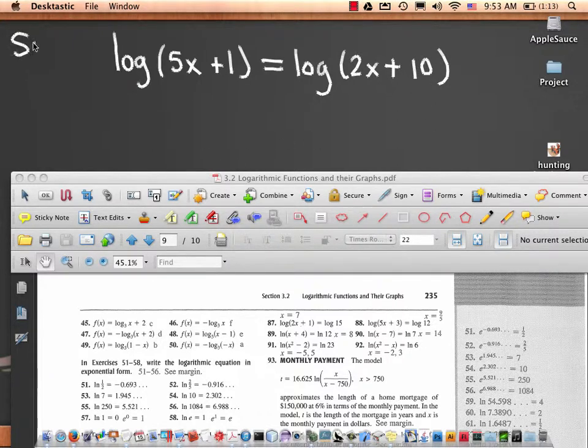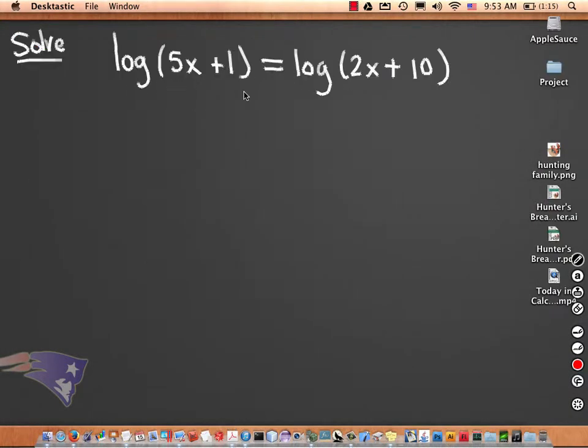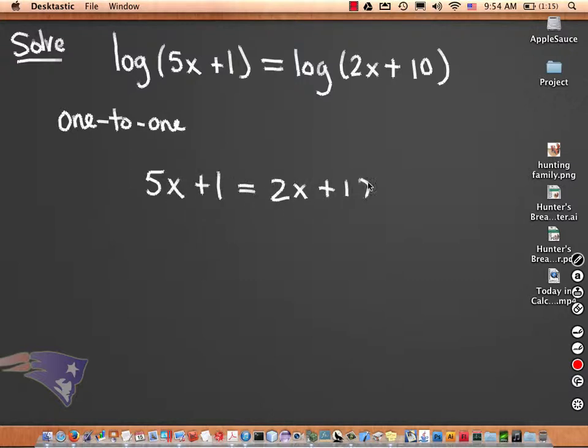What I want to do here is solve this equation, and you have to be able to tell me what the property is that allows me to get rid of the logarithms. Well, we've had this property in the previous lesson: the one-to-one property. Because of the one-to-one property, we can now drop the logs. So 5x plus 1 is equal to 2x plus 10, and now we begin to solve. This is now just an algebra 1 equation.